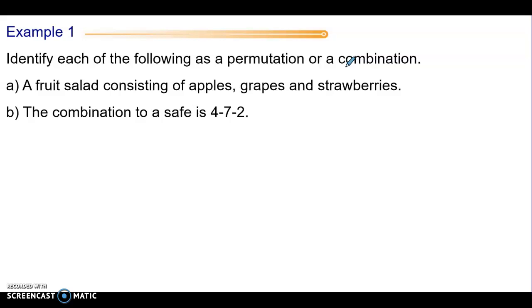Part A. A fruit salad consisting of apples, grapes, and strawberries. So in this particular example, order does not matter of how the ingredients of the fruit salad are in that salad. Order does not matter. Therefore, A is a combination.